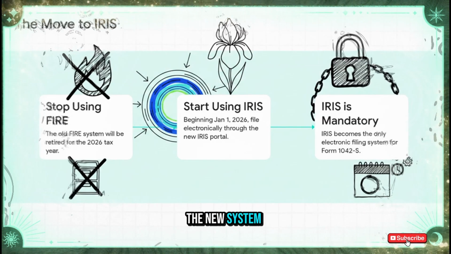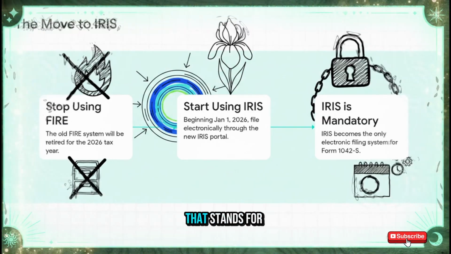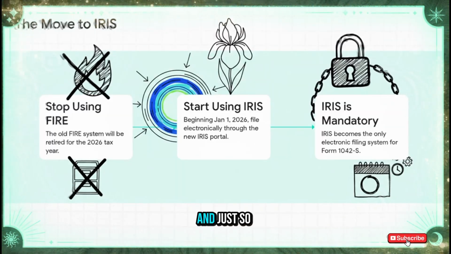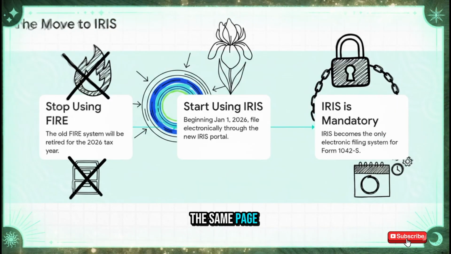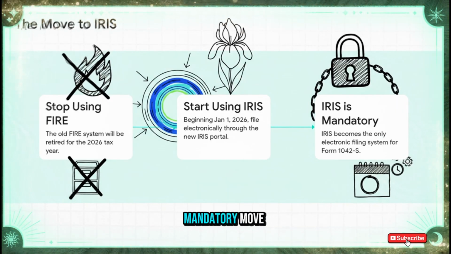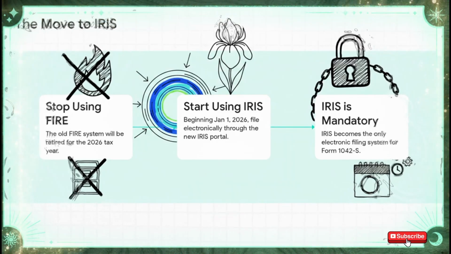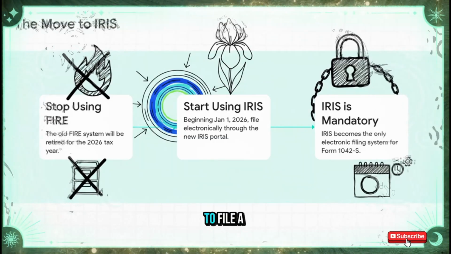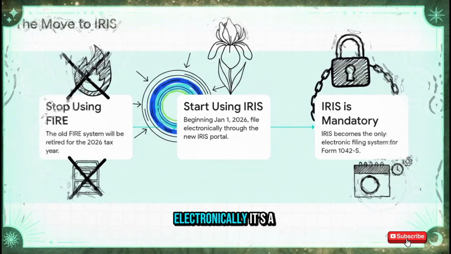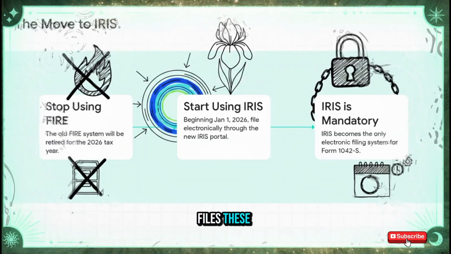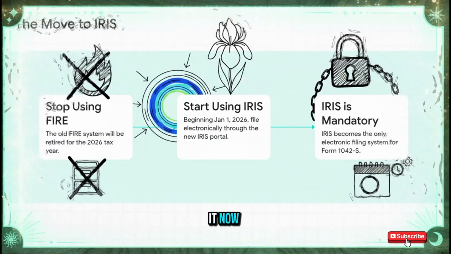The new system is called IRIS. That stands for Information Returns Intake System. And just so we're all on the same page, this is not optional. It's a mandatory move. Starting January 1st, 2026, for that tax year, IRIS will be the only way to file a 1042-S electronically. It's a hard deadline, and anyone who files these needs to be getting ready for it now.